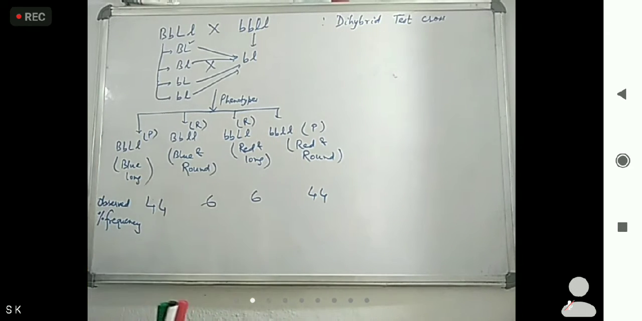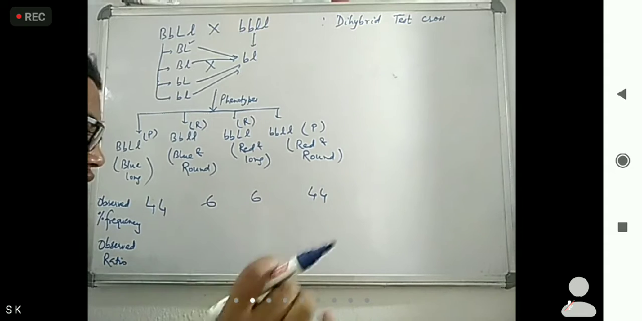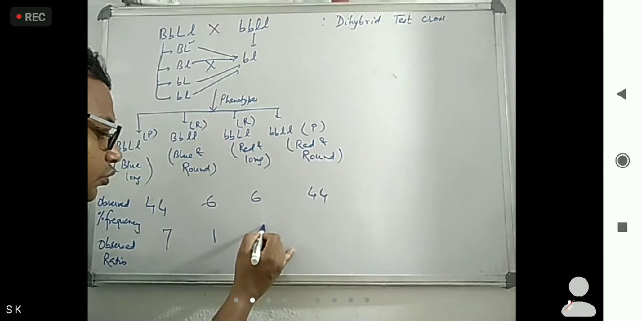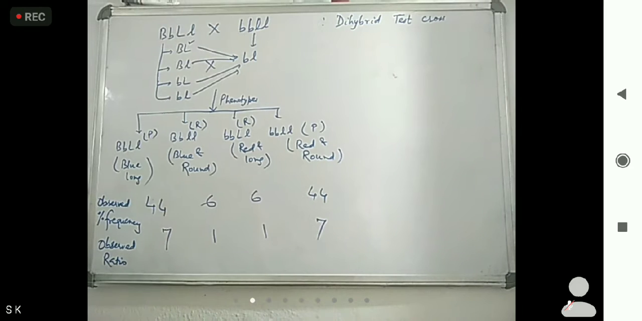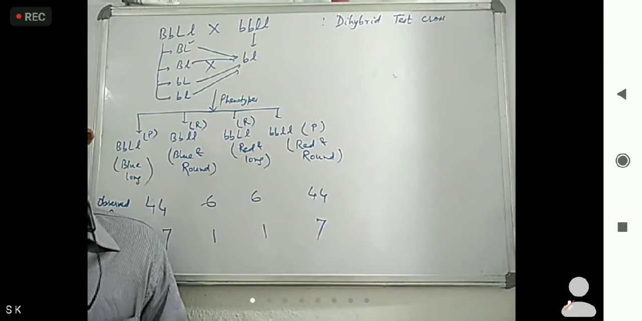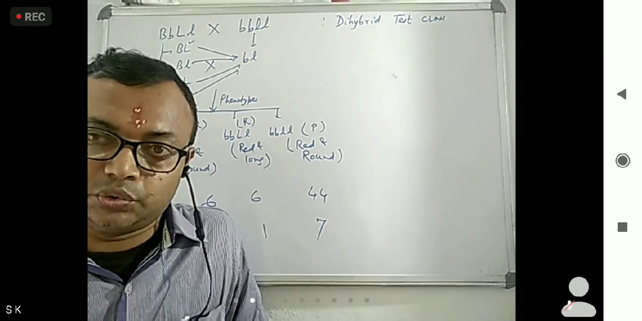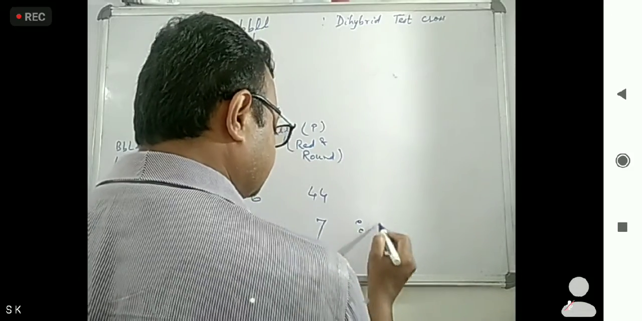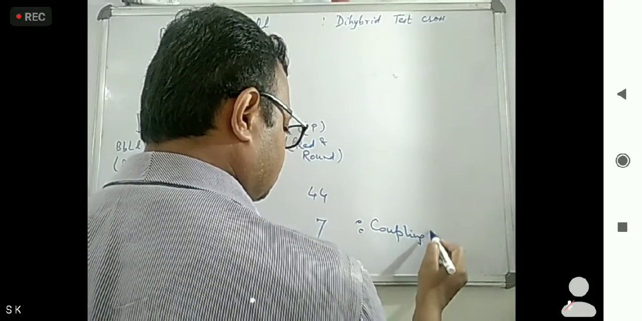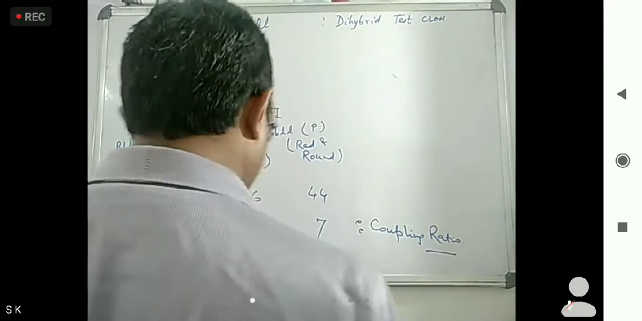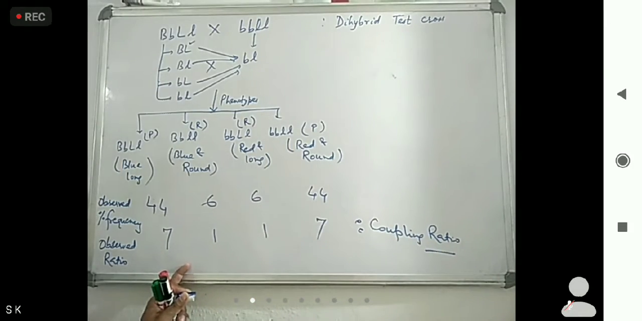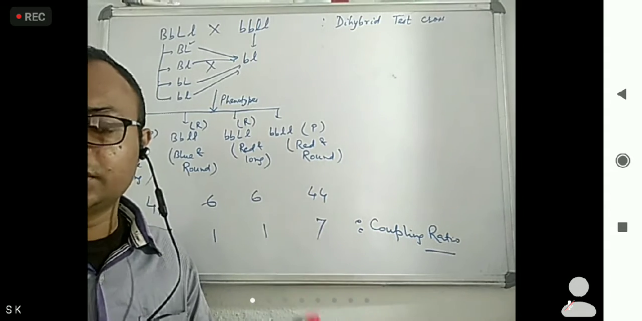Okay, so this shows what? This observed ratio, it came 7:1:1:7, approx 7:1:1:7. Okay, so this is 7:1:1:7. This is what? This is a showing coupling ratio. Okay, this is showing what? Coupling ratio.